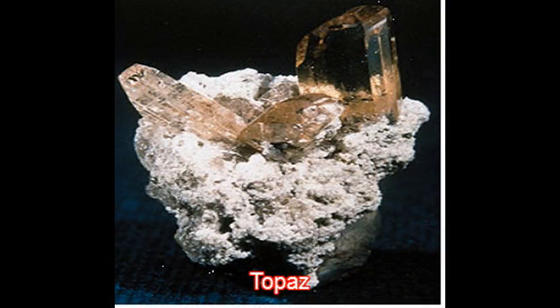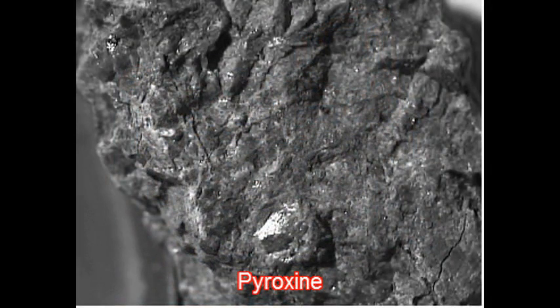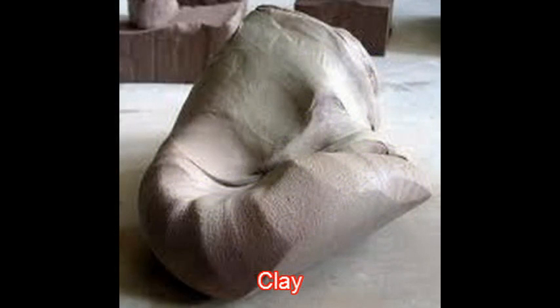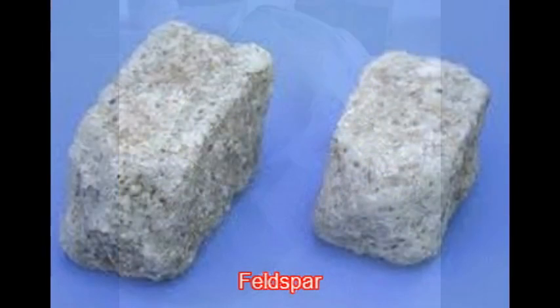Take quartz and add aluminum and fluorine to get topaz. Take quartz and add magnesium and iron and oxygen to get pyroxene. Add more magnesium and iron and oxygen to get olivine. Take some quartz and add aluminum to get clay. Sprinkle potassium, calcium, and sodium and let it harden till it becomes feldspar.